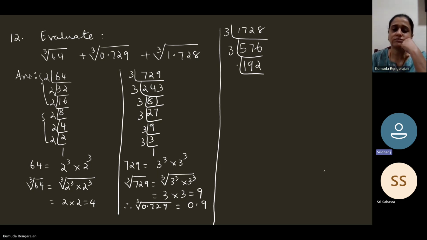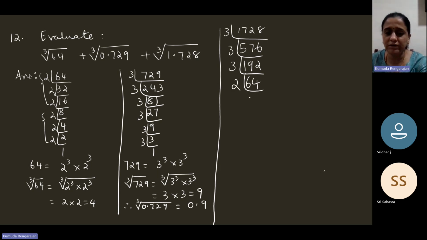Then 3 and 64. Okay. So after this, I'll complete. So 2 it will be 32 times, 2 16 times, 2 8 times, 2 4 times, 2 2 times, and 2 once.